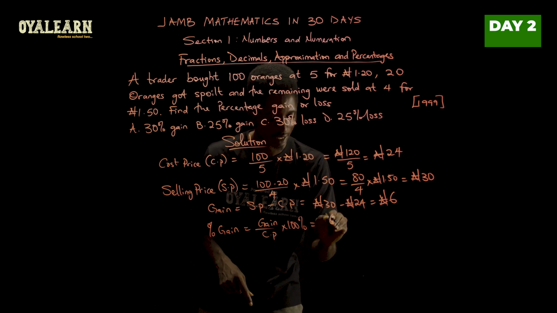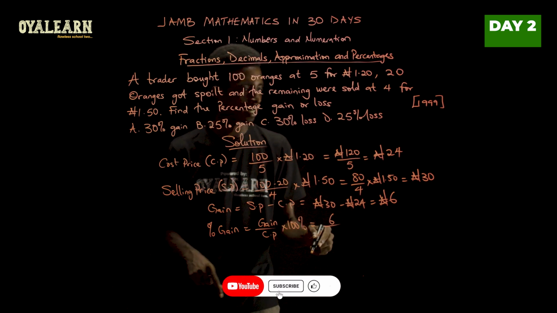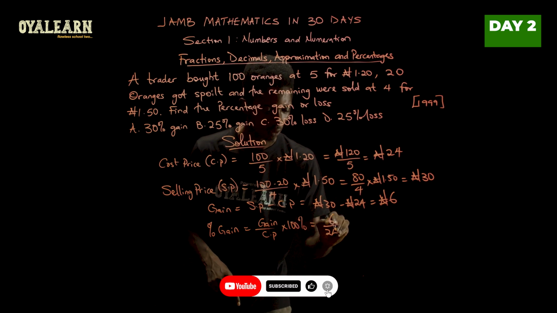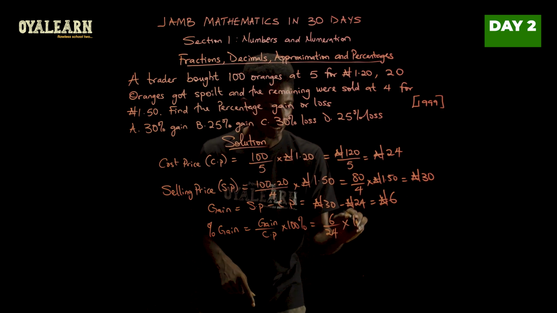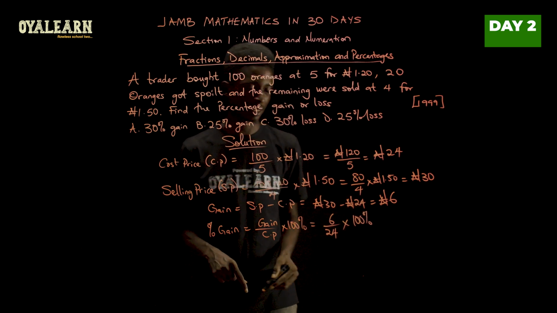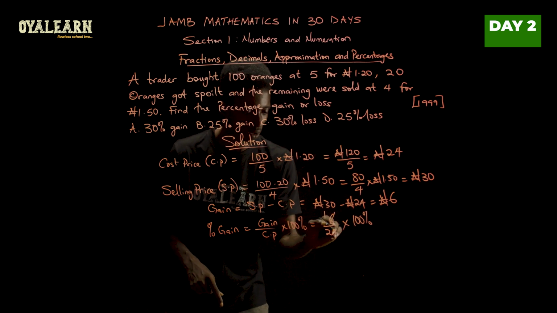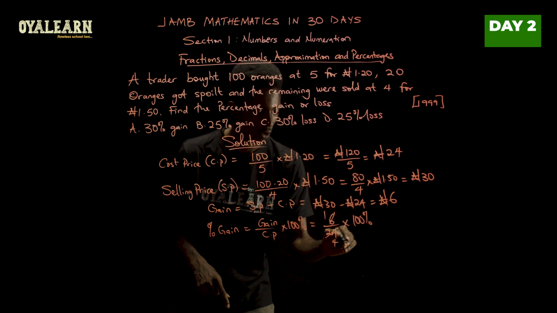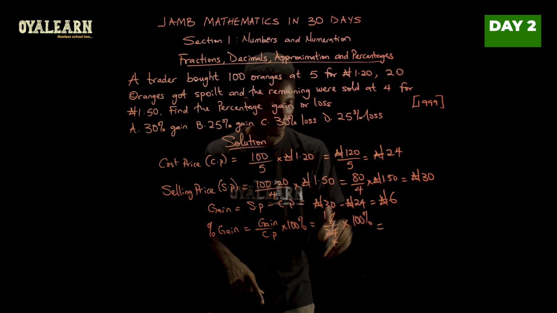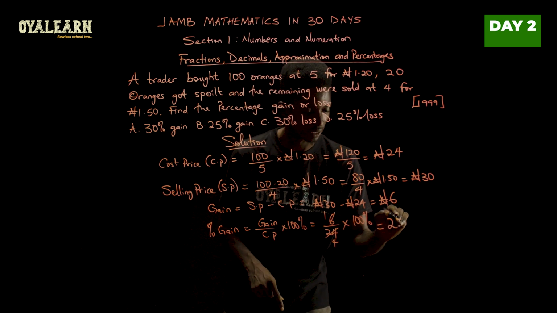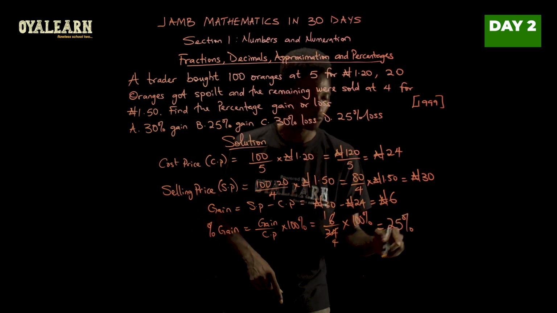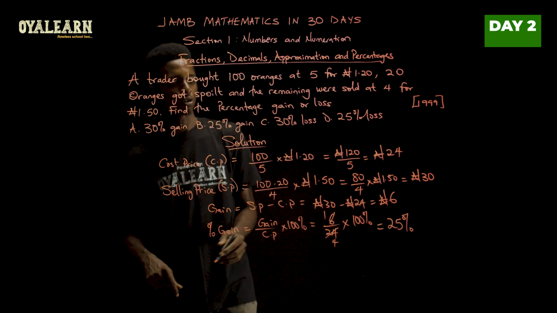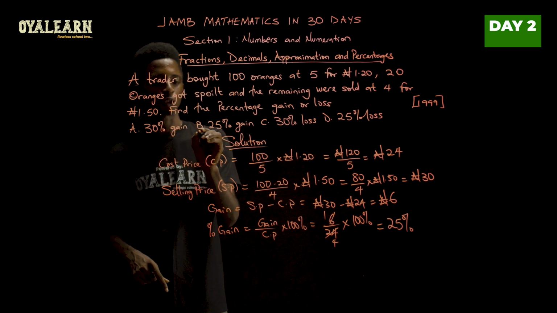Now the gain is 6 naira over cost price, which is 24. Then we multiply this by 100%. Now 6 in 6 is 1, 6 in 24 is 4. And 100 divided by 4 would give you 25. So we have 25% gain. So the correct answer is option B.